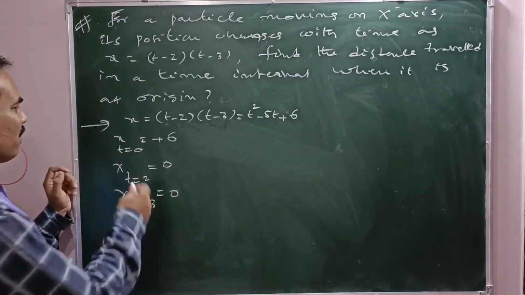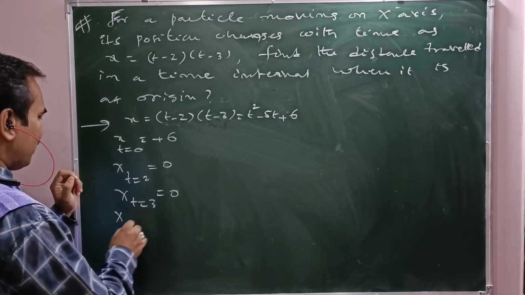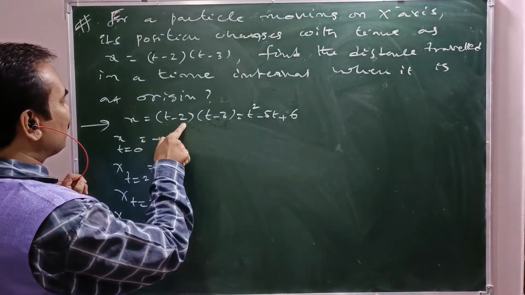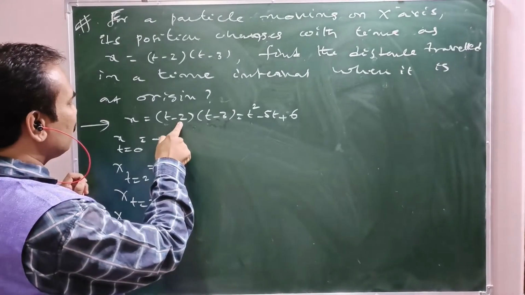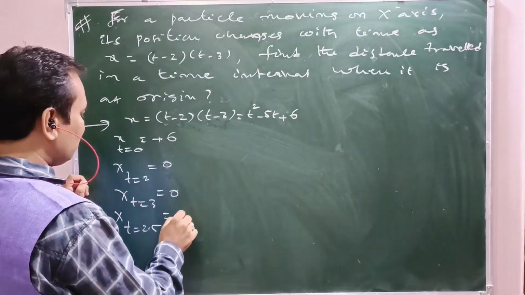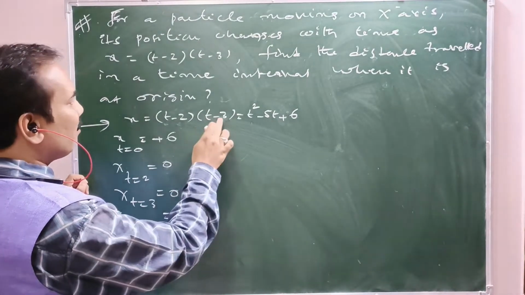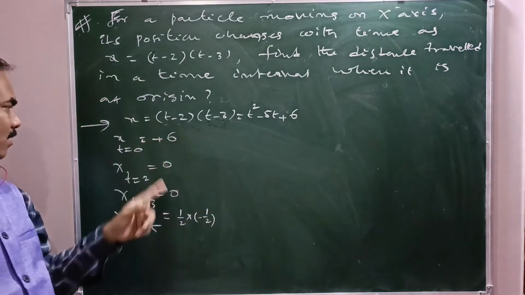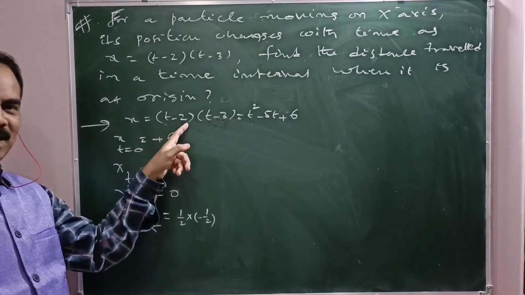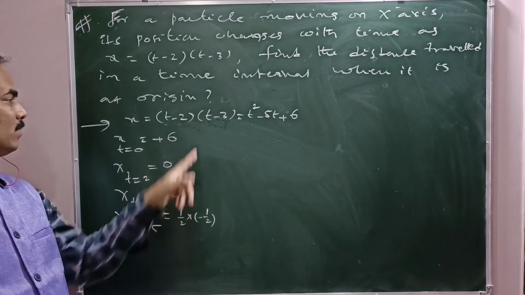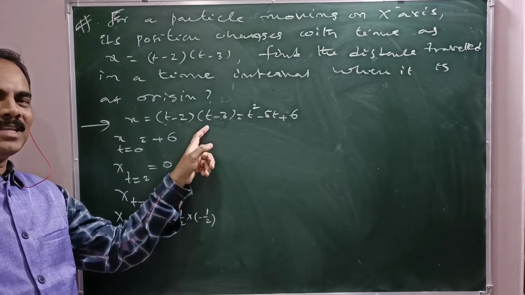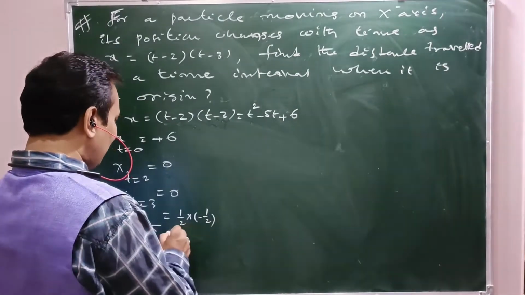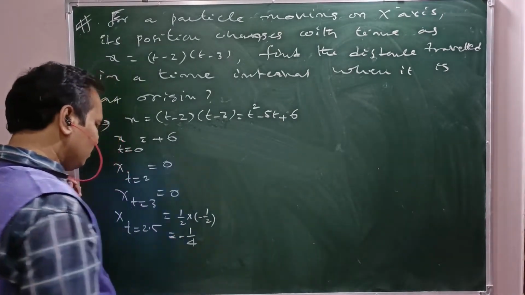At 2.5 seconds as an example, substitute t equal to 2.5: 2.5 minus 2 is 0.5, that is 1 by 2. 2.5 minus 3 is minus 0.5, that is minus 1 by 2. 1 by 2 into minus 1 by 2 is minus 1 by 4. So the position is minus 1 by 4 units.